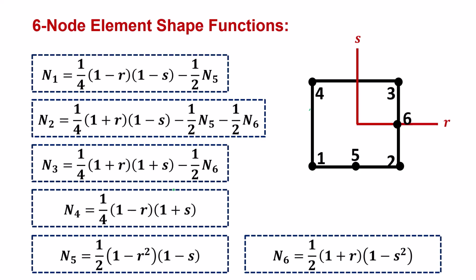Notice how nodes 1 through 4 started from the bilinear functions, but nodes 1, 2, and 3 had to be modified when we introduced extra nodes along their edges. With 6 nodes, 2 edges, the bottom and the right edges, now have quadratic interpolation, while the other 2 edges remain linear. This extra flexibility makes the element more accurate than the basic 4-node version.